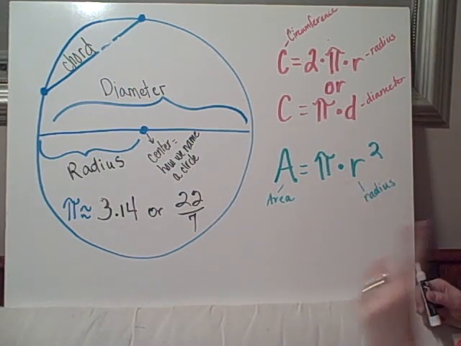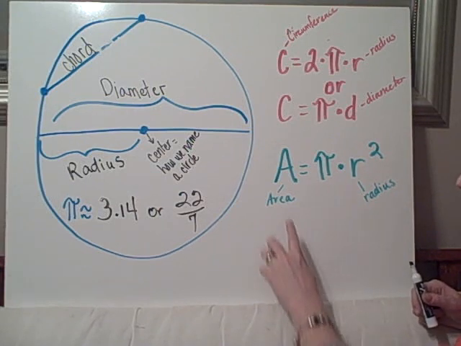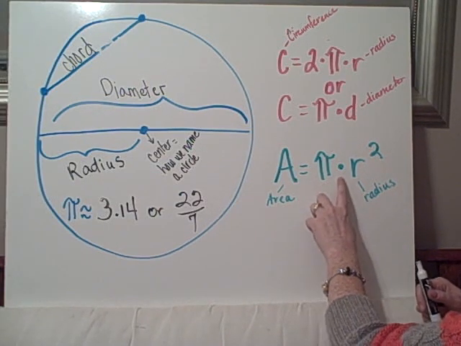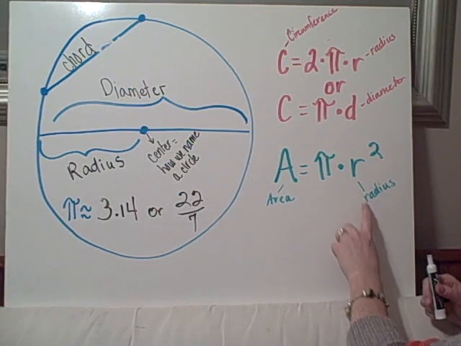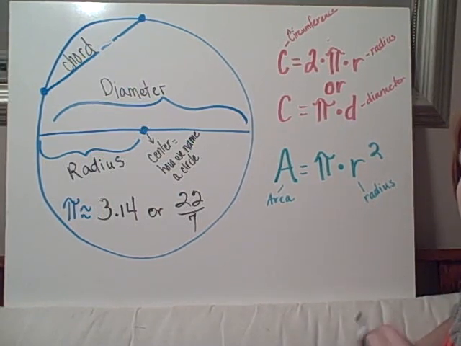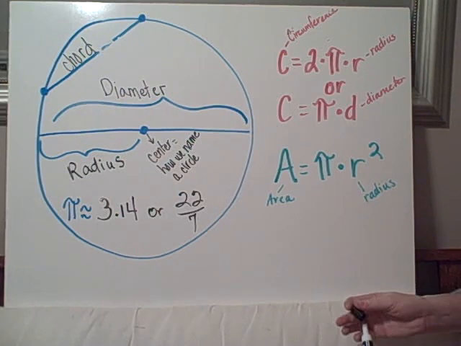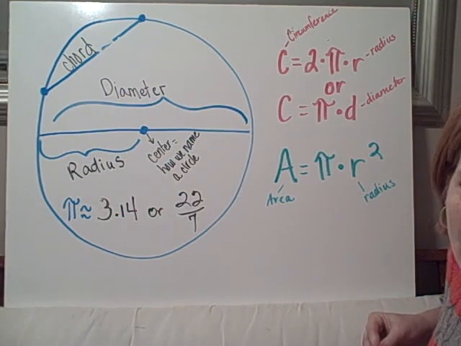Area, and I've actually talked to you a little bit about this in class before. Area is equal to pi r squared, and r is the radius. You do have to follow order of operations when you are working in the area formula.